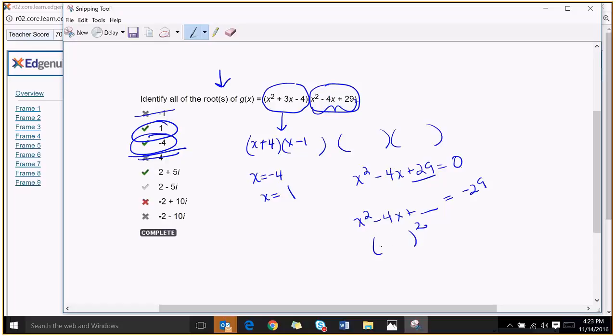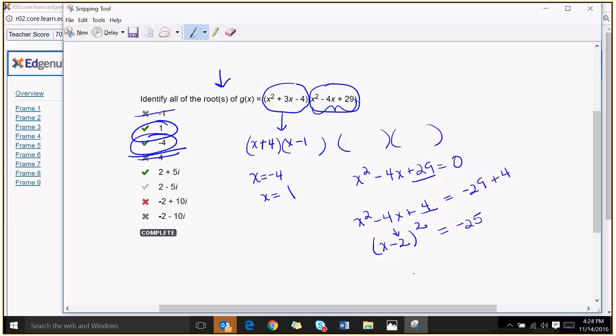Then we're going to make this a perfect square. So we're going to do x minus 2 because 2 is half of 4. And then we're going to add 4 to both sides. And this is going to give me -25 on this side. Okay. You still with me? Yeah. Is it coming back?